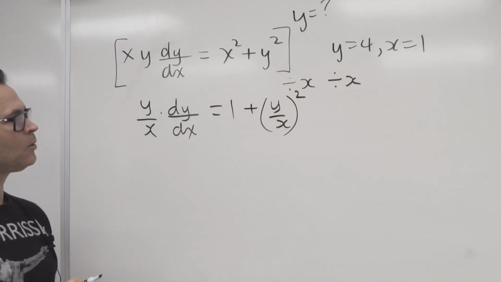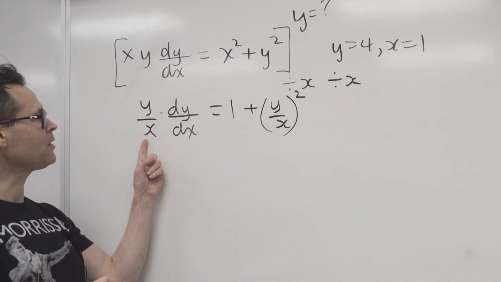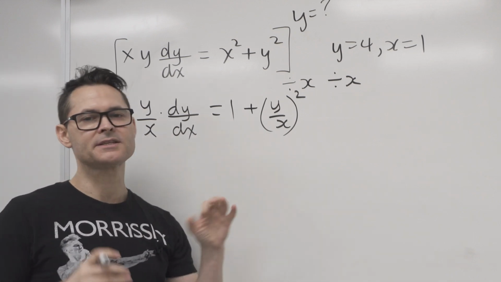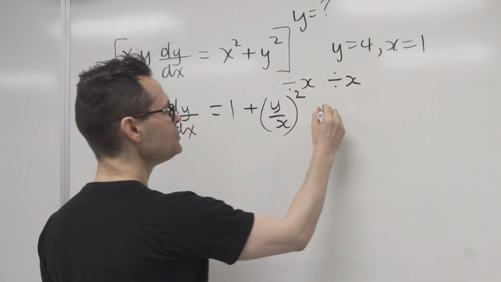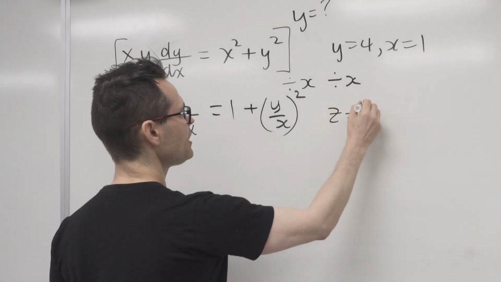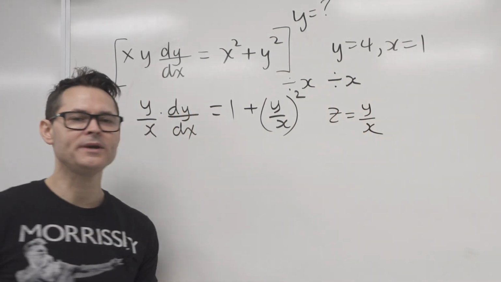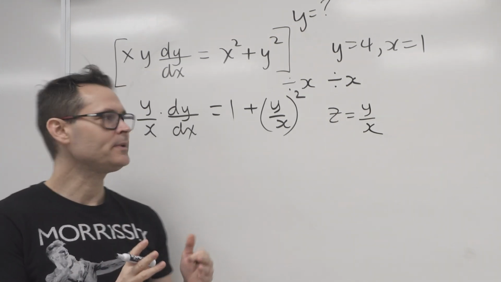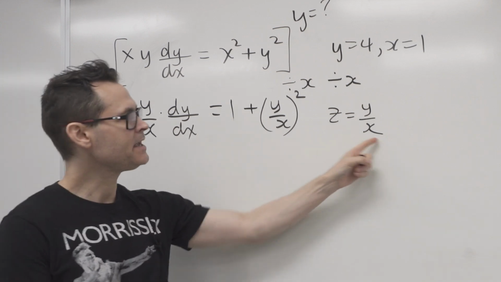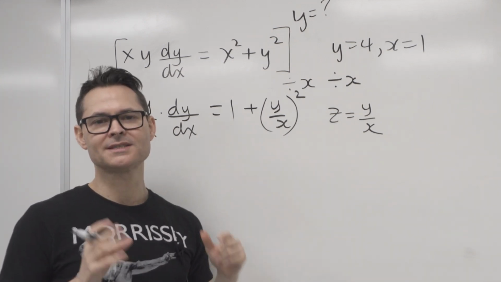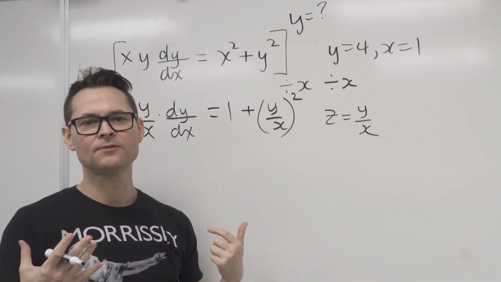Now, why is that helpful? Well, look, I have a y over x here and a y over x here. It almost feels like a new sort of structure. What I can do is substitute. I can say, okay, why don't we just convert? Why don't we take this differential equation and take it to a new variable called z. Now, why is that useful?